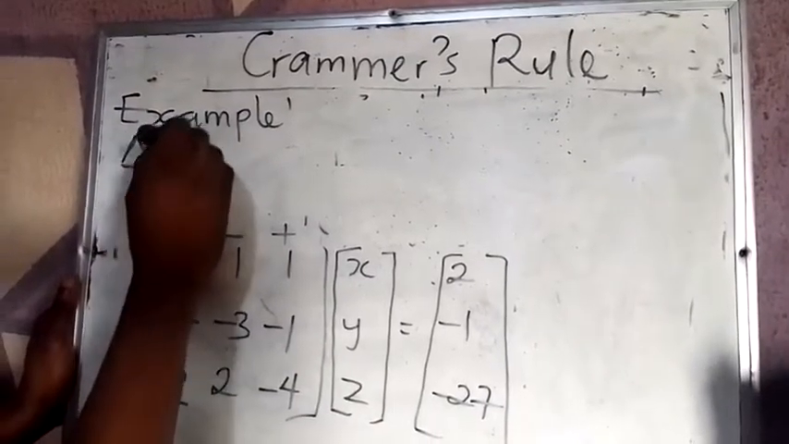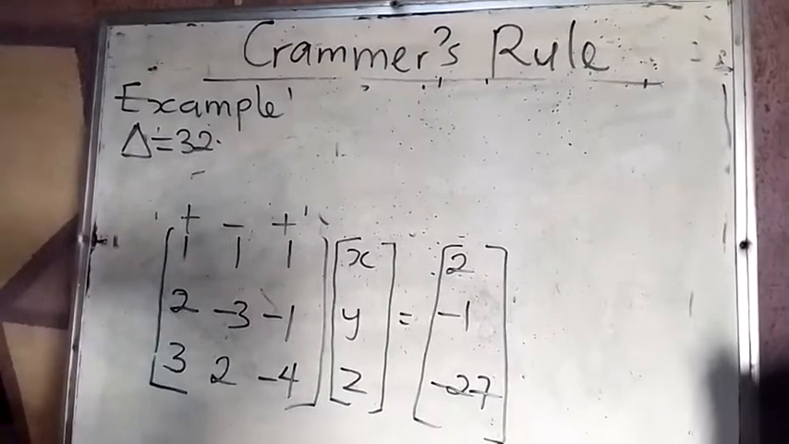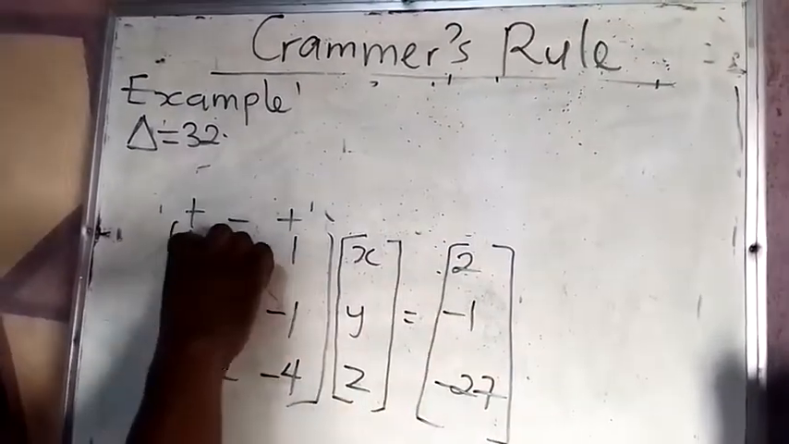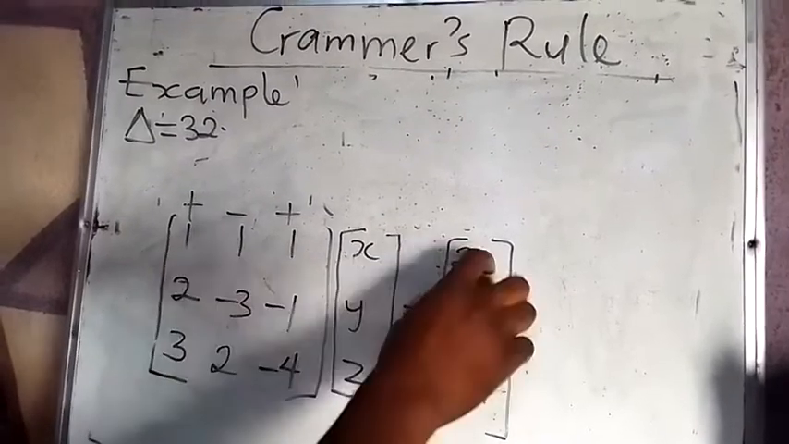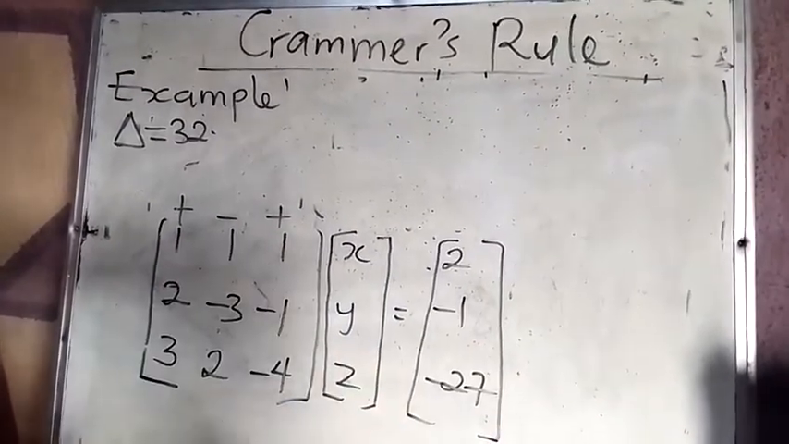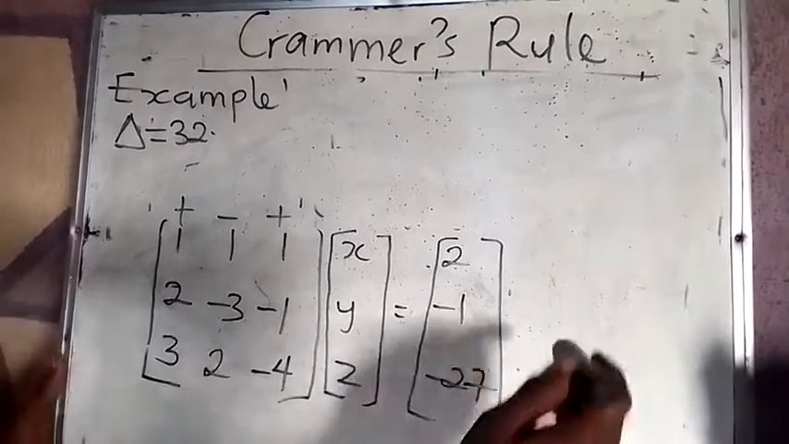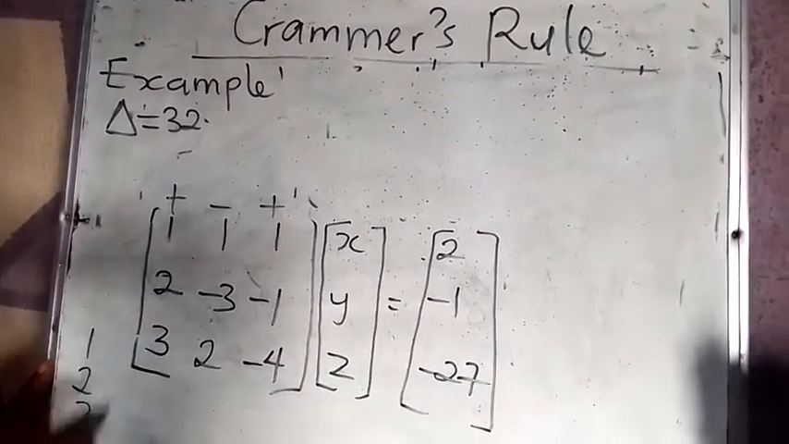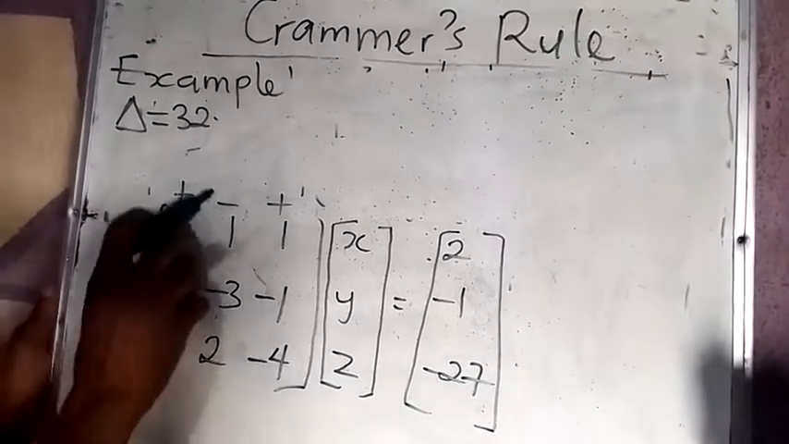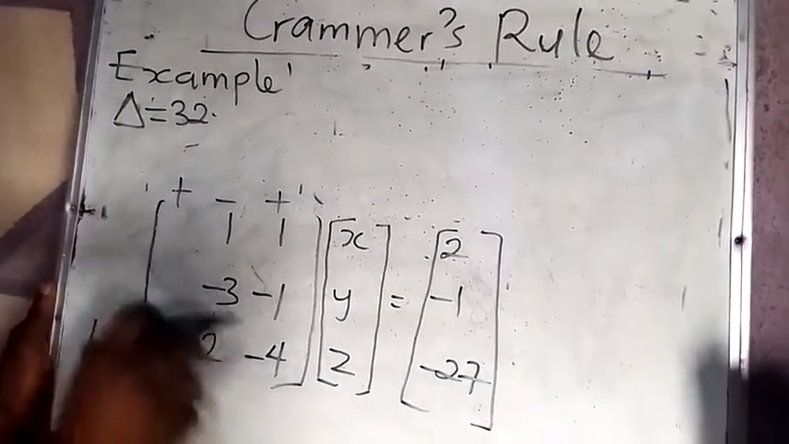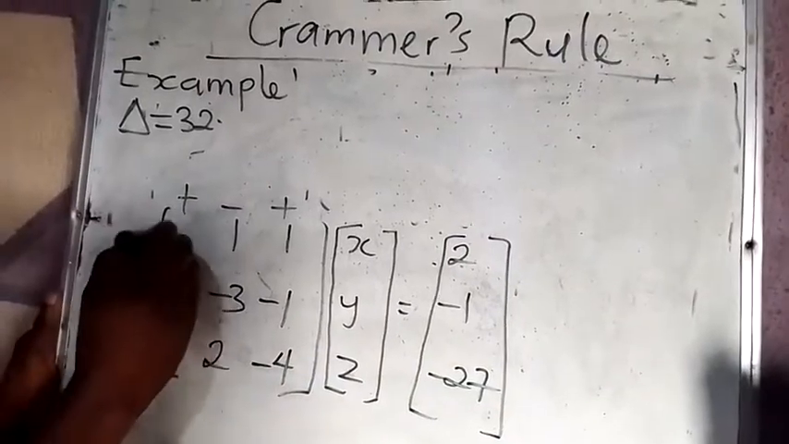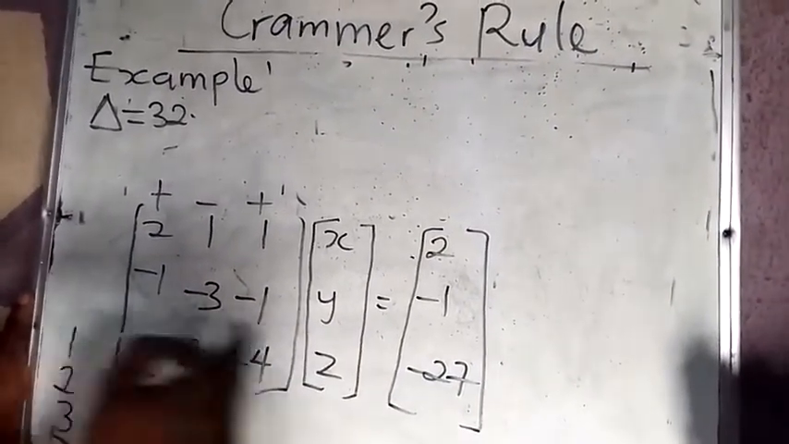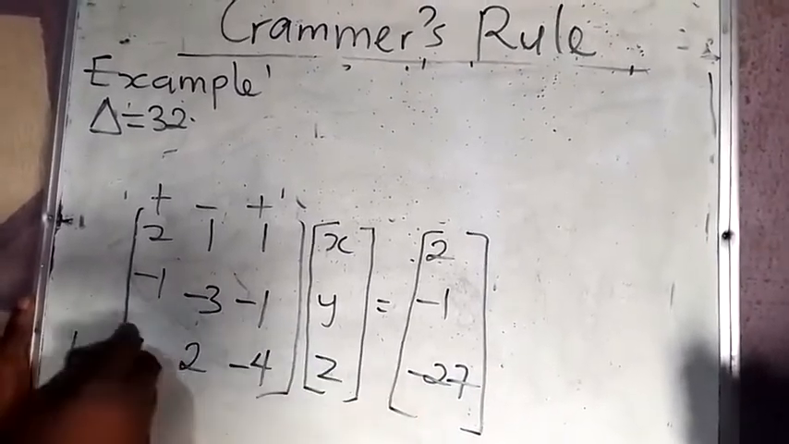Now to get the x, like I told you, you have to carry this thing inside it. Carry this 2, minus 1, minus 1 inside it. Don't forget the number that is there already. The numbers that are there already are 1, 2, 3. I want to open it. We are bringing this one here now. That is 2, minus 1, minus 27.